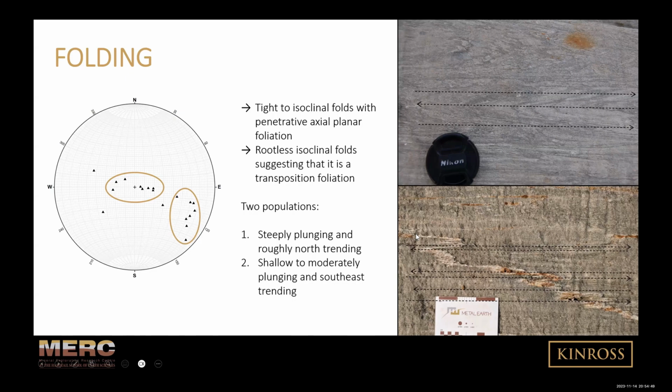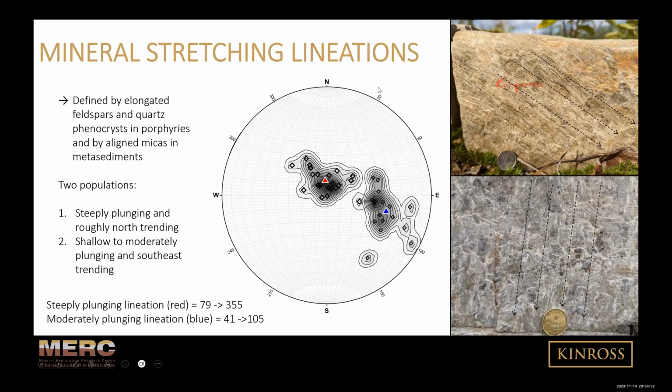Keeping that in mind, as we get into our mineral stretching lineations, we're seeing this same behavior, where we have steeply plunging north trending lineations across the property, as well as another population of these shallow to moderately plunging southeast trending lineations. But in both places, they seem to be defined by these elongated feldspars, phenocrysts in porphyries, and aligned micas in metasediments, and they're coeval. It seems to be a rotation of lineation, and I'll talk more about that later.